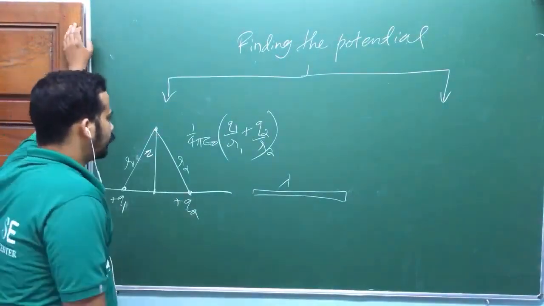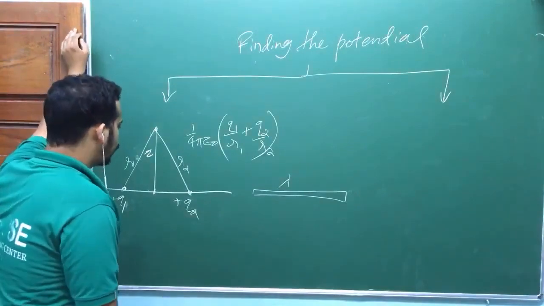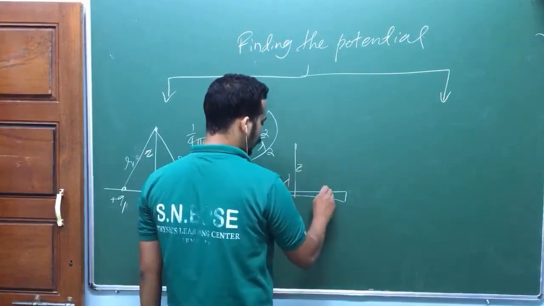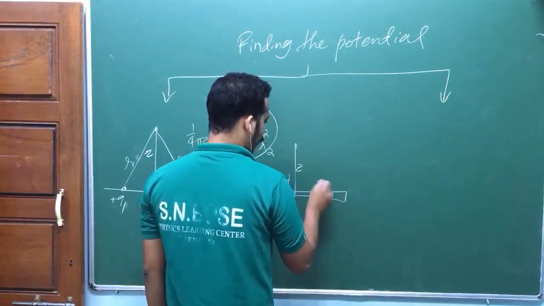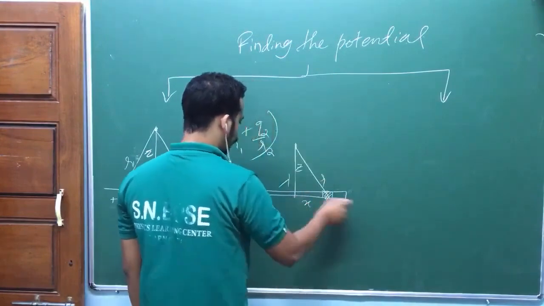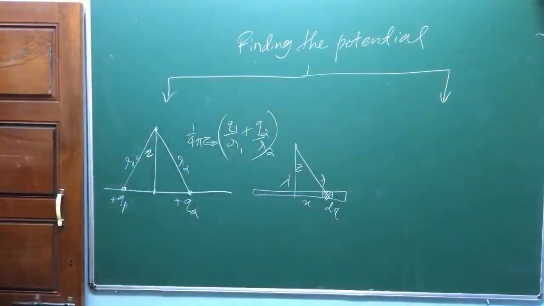So again, there are some advantages of this potential formalism. Suppose you want to find the potential at this point z. This is dq, and this is italic r, x or something. We have taken it like that, am I right? Now look at here.